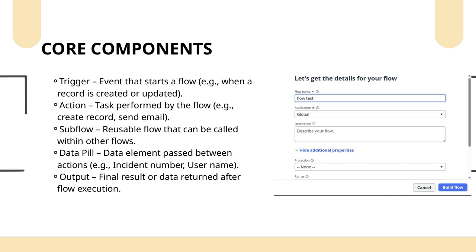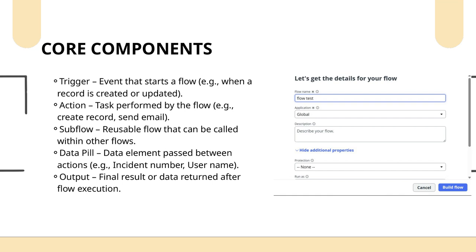Data pill is another key component. Think of it as the data element that gets passed between actions. It could be an incident number, a username, or any piece of data that needs to flow through the process. Finally, we have the output. This is the final result or data that comes back after the flow has run. It's what you get at the end, like a confirmation message or a piece of data that can be used for the next step.